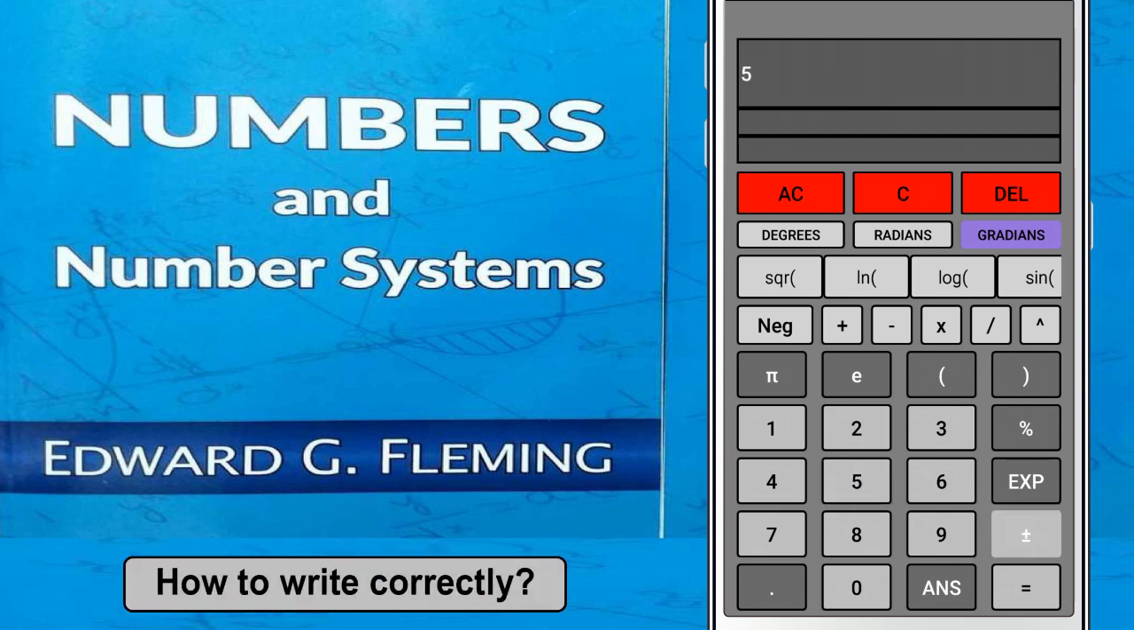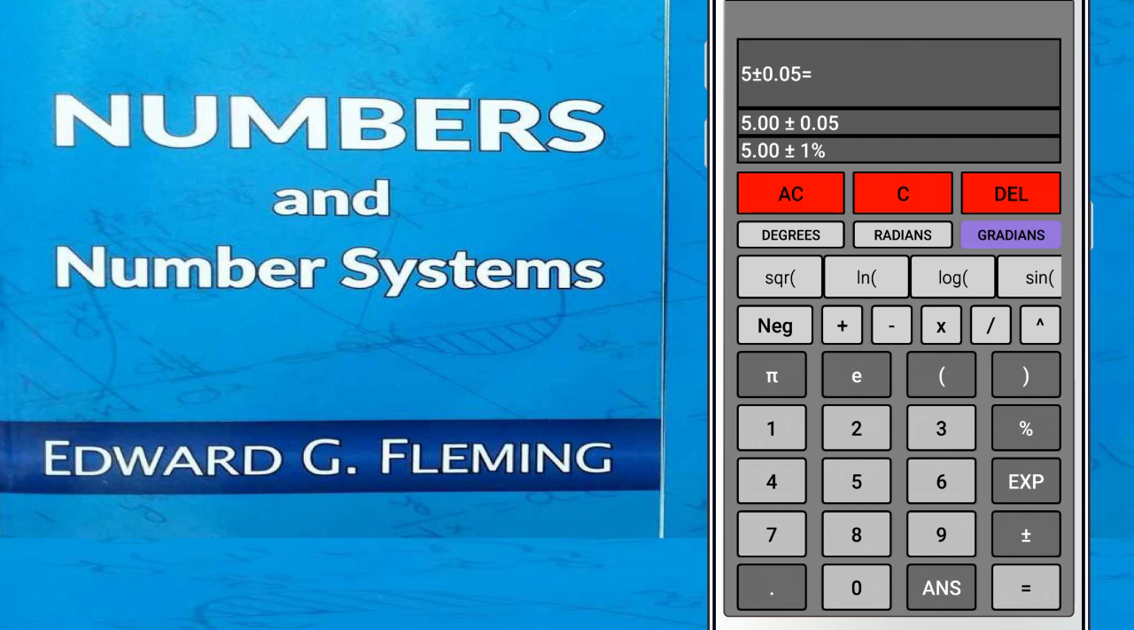Let's say we have 5 plus or minus 0.5, and we want to find how to correctly write this. All we need to do is hit equals, and there is your answer. It is that simple. The zeros after the 5 in 5.00 are significant. We are saying that the 5 is significant to the 100th place. Also, we can write the answer as 5.00 plus or minus 1%.